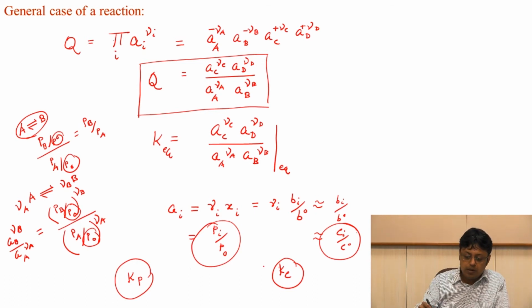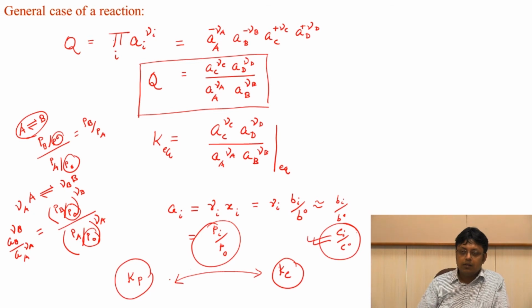It won't be actually equal. You can write it in terms of something, and then you can figure out what will be the relation between Kp and Kc. Already you know the relation. You have to write the pressure in terms of concentration, and then you will easily figure out the relationship. However, the point here is that there will be some P0 terms or the C0 terms that will not cancel out.